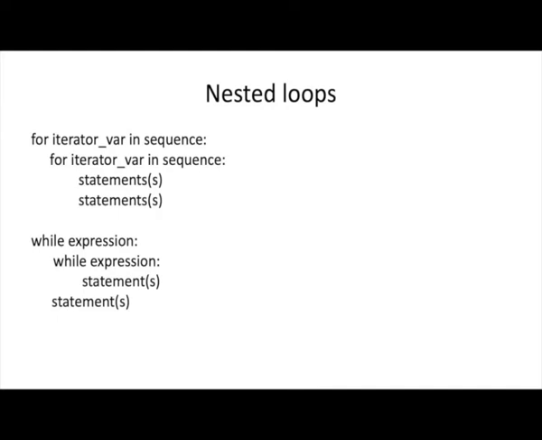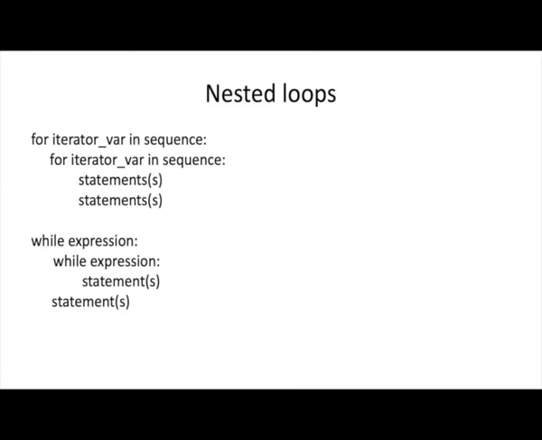Having seen for and while, let us move into nested loops. A nested loop is a loop inside a loop. The Python programming language allows us to use one loop inside another loop. The inner loop will be executed a set number of times based on the condition for each iteration of the outer loop. Let us see a few examples to illustrate this concept.